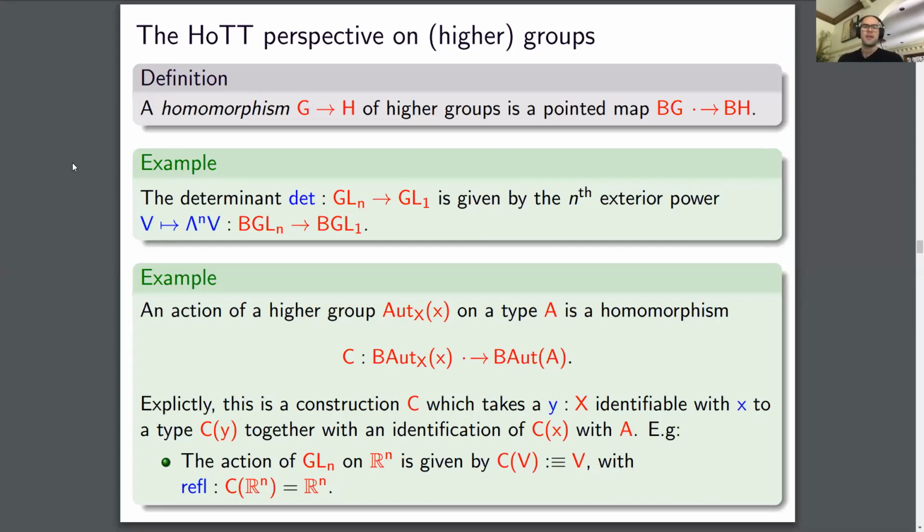So for example, the action of GLn on R^n, this sort of tautological action, is given by taking the underlying type of an n-dimensional vector space. So it looks like the identity here, but it's really the underlying type function. And of course, we have to choose how to point this, and we can point it at reflexivity. So if you look at how transport in C acts, you can see that transport in C precisely is going to act by the action of GLn. Are there any questions here?